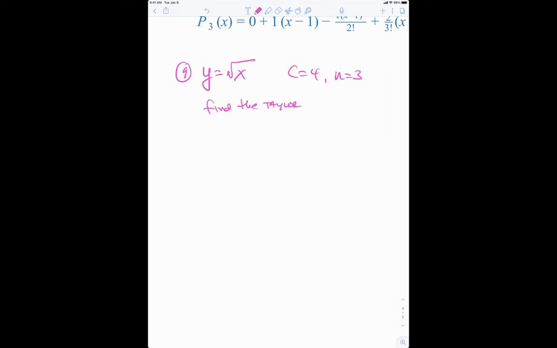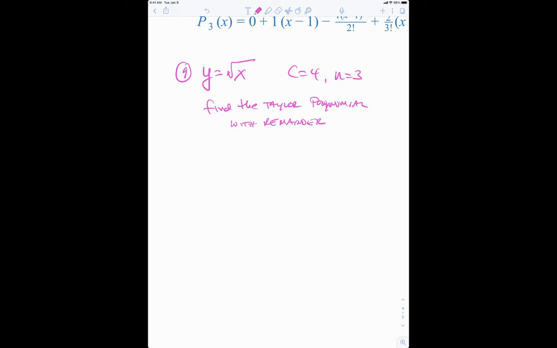the Taylor polynomial with remainder for the given c and the given n. And then that's going to be the first set of problems that later on, they're going to ask you to use this exact same problem you did to approximate. So I'm going to do both.